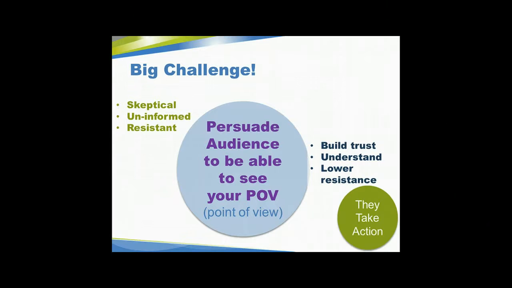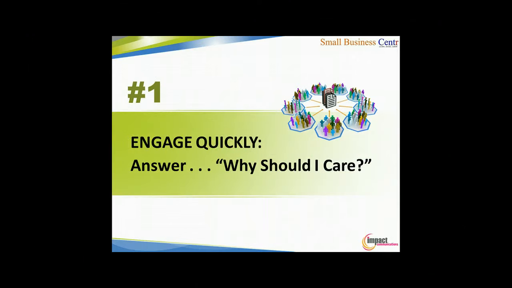Once their resistance is lowered, then there's the possibility that they will take the action that you want. And that's our goal, isn't it? So that's how we came up with this formula, the 3 steps that are necessary to engage and connect and motivate your audience. And we're going to take a look at these one by one right now. We're going to take a look at first, how do you engage quickly? What does that actually mean? Well, what it means is you're basically answering your audience's unspoken question, which is, why should I care about this?